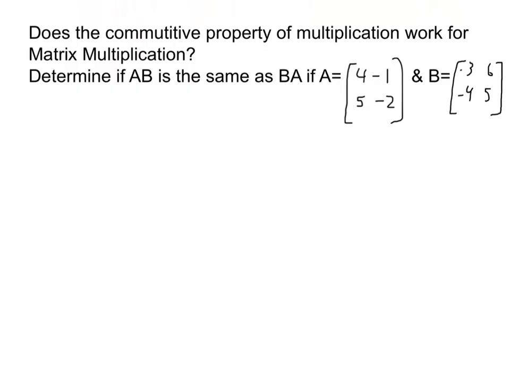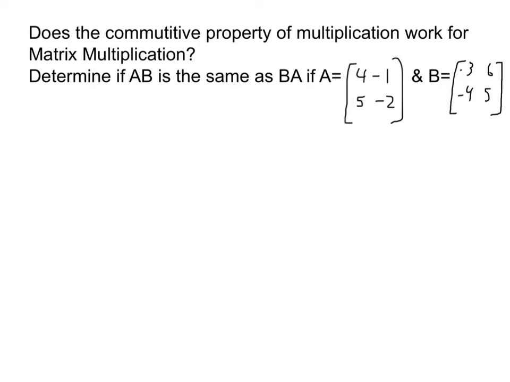Okay, does the commutative property of multiplication work for matrix multiplication? That's a fancy way of saying, does A times B equal the same as B times A? So what I want you to do is multiply these two matrices, find out what A times B is, then find out what B times A is. If they're the same, we know that the commutative property of multiplication does work. So go ahead and hit pause, multiply those two in different orders, go.